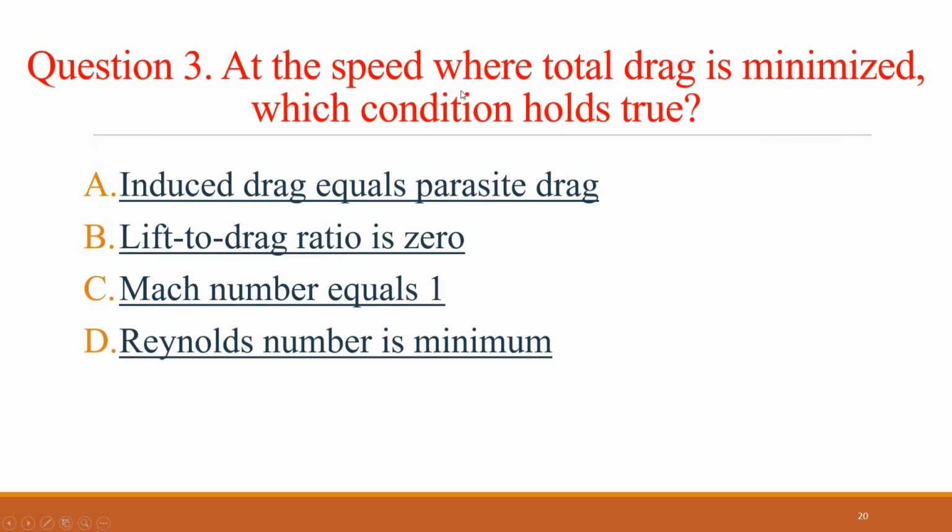Question 3. At the speed where total drag is minimized, which condition holds true? The correct answer is induced drag equals parasite drag.